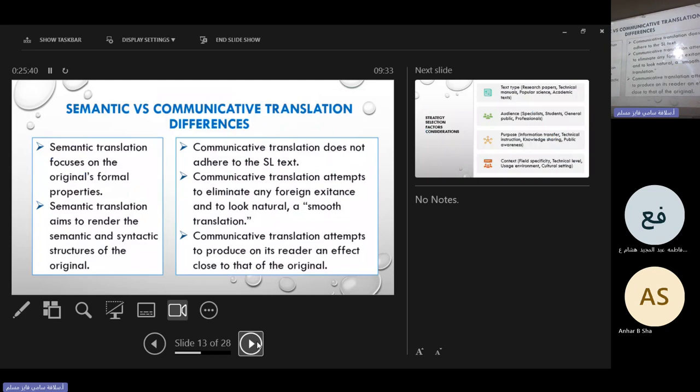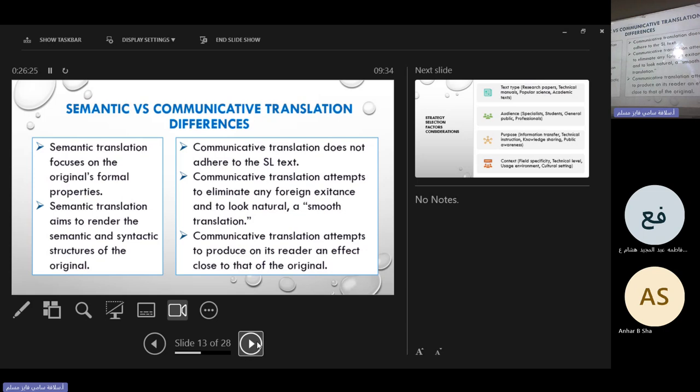So that's it for the communicative. Okay, so what's the difference between semantic and communicative translation strategy? Semantic translation focuses on the original form property, or formal property, structure, and lexis. Okay? Semantic translation aims to render the semantic and syntactic structure of the original. يعني بالاختصار هدف السيمانتيك انه يحافظ على source language, word or phrase or text.